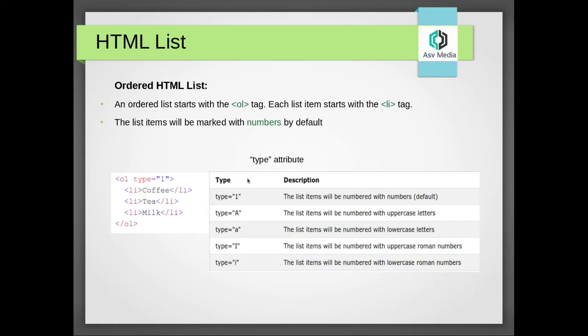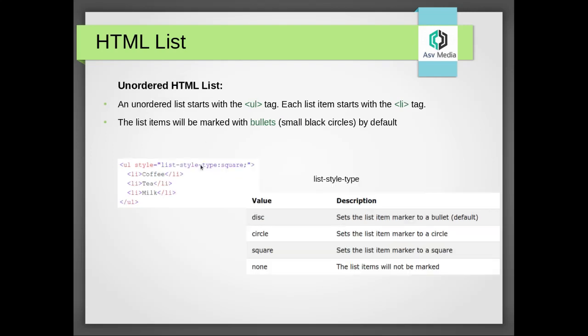And move to the ordered list. An ordered list starts with the ol ordered list tag, and each list item starts with the li tag, and the list items here will be marked with numbers by default. So if you don't write anything, it will start with 1, 2, 3 and so on. You can change the type value here: type 1, so it will be numbered with numbers by default. If you type capital A, the numbers will start with uppercase letters. If you type small a, it will start with lowercase letters. And if you type capital I, this Roman I, it will start with uppercase Roman numbers. So in this way the ordered list and unordered list can be created.